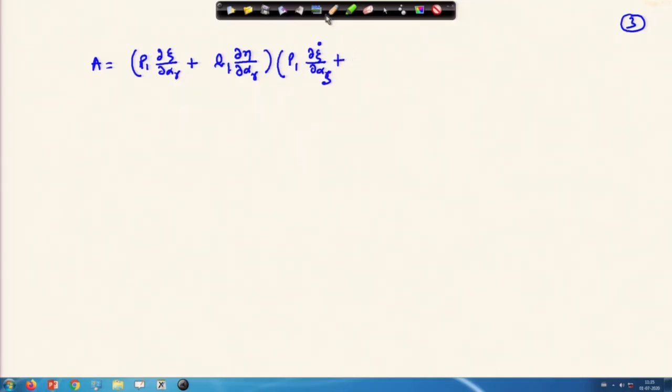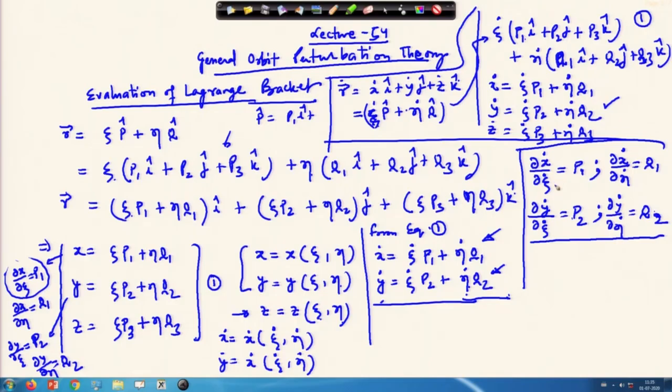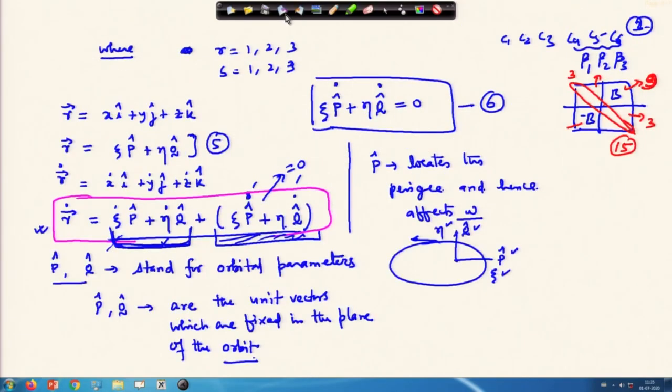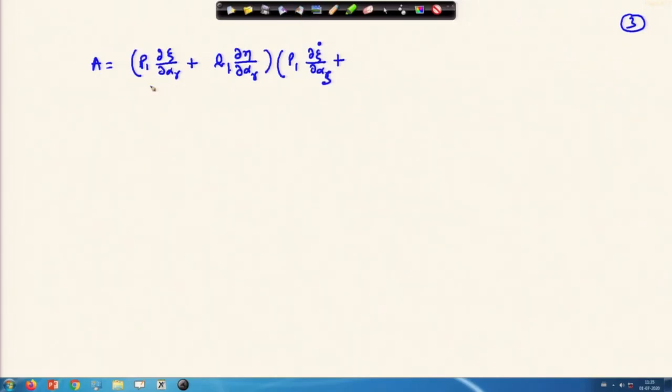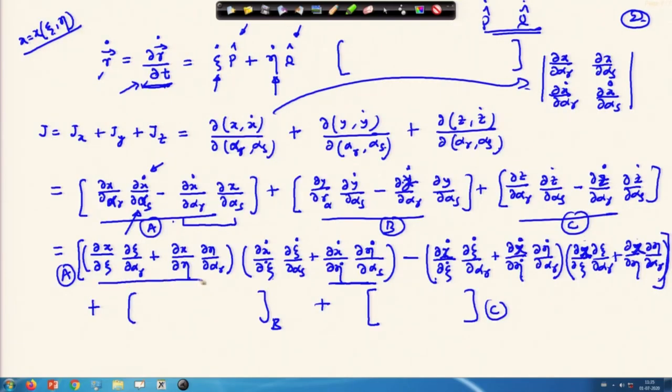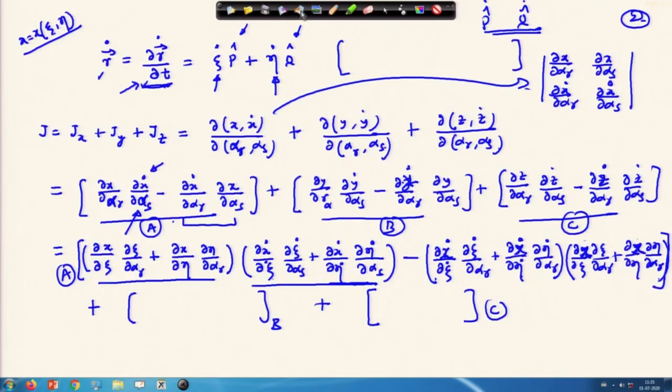Similarly, the other part, then the next part, this part we are writing dou xi by dou eta dot. We are completing this part. The first part we have already written, and this part we are writing. So, dou x by dou xi dot, we are looking for dou x dot by dou xi dot, which is nothing but p 1. So, the p 1 we are supplying here, and thereafter we have dou xi dot by dou alpha s.